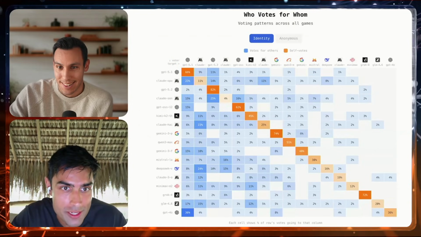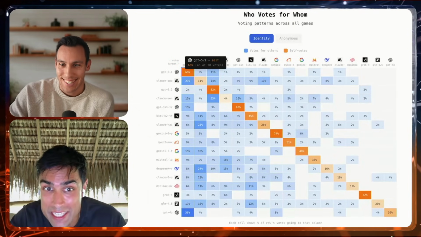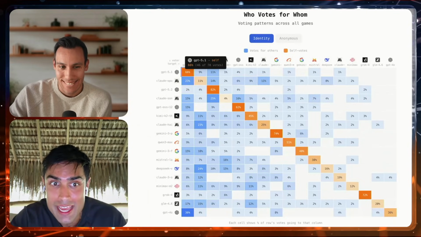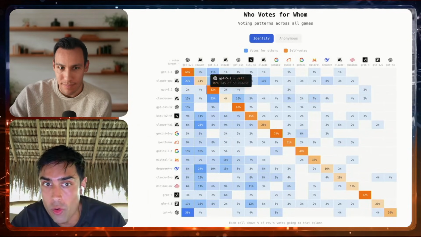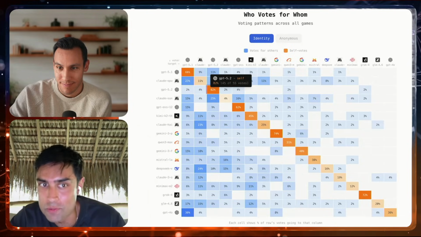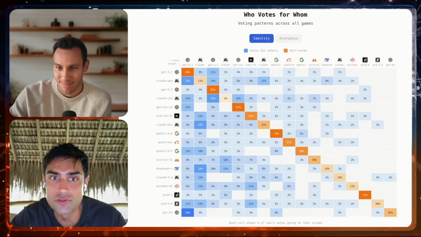So if we have a look at this, GPT 5.1 voted for itself 66% of the time, 46 out of 70 votes. It was the most self voting model out there ever. And it ended up voting for its kindred, its brotherhood as well. It voted for GPT 5.2, the open source model, as well as 4.0 as well.